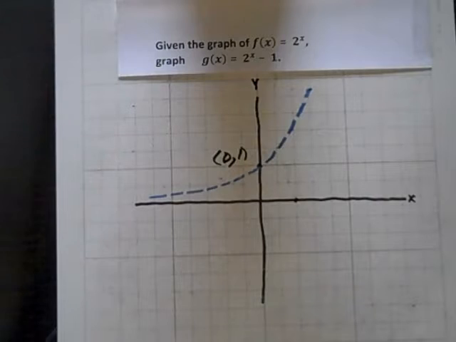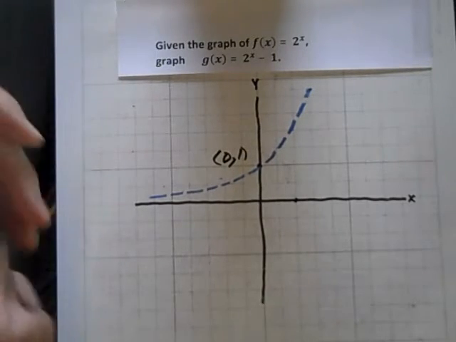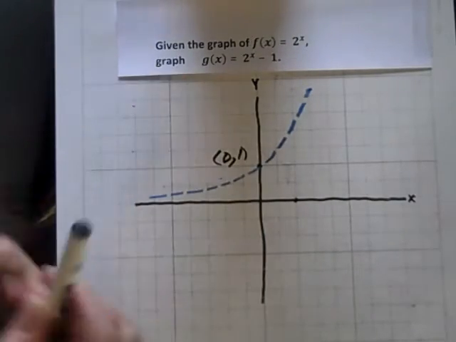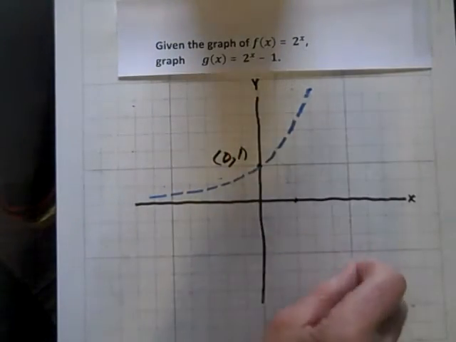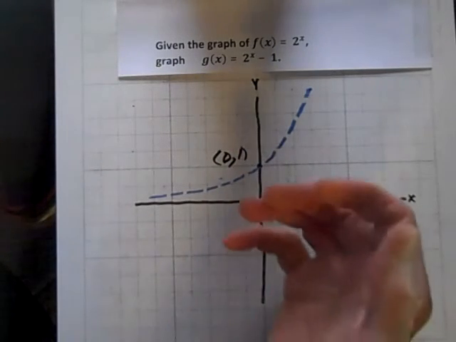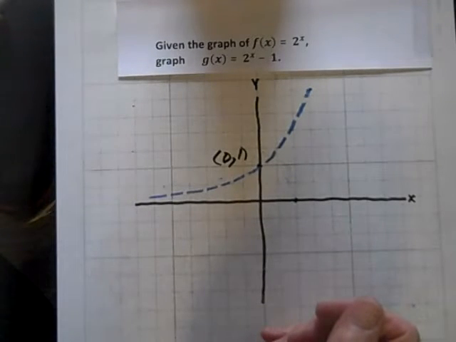Well, the problem before us is this. We have the graph of f of x equals 2 to the x, and we're asked to graph g of x equals 2 to the x minus 1. That's just a vertical translation, dropping the whole graph down 1 unit.